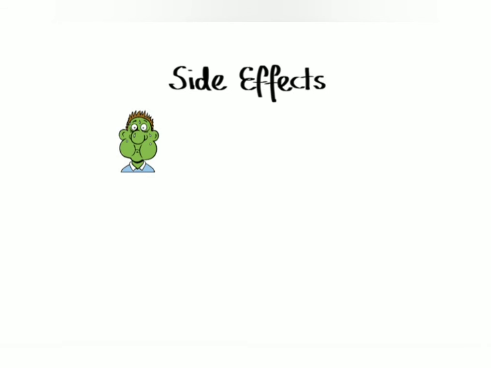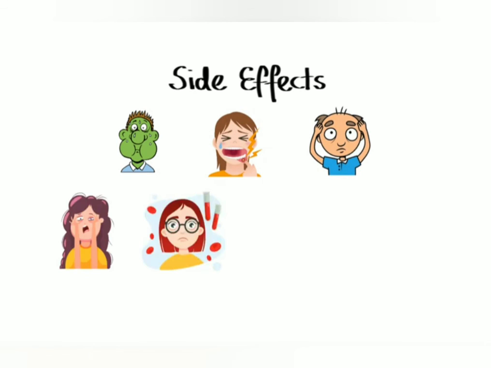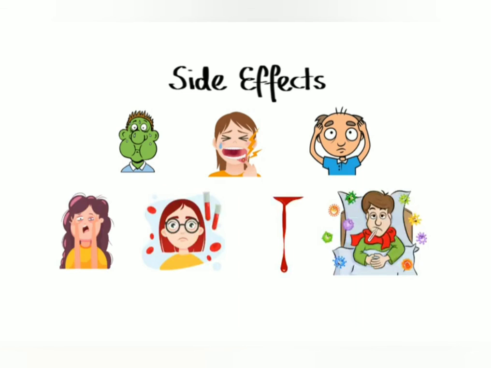Now, when it comes to side effects associated with antimetabolites, the ones that occur commonly include nausea, vomiting, mouth sores, hair loss, and myelosuppression that can lead to fatigue, anemia, bleeding, or increased risk of infections.